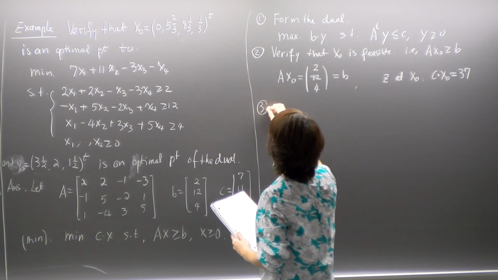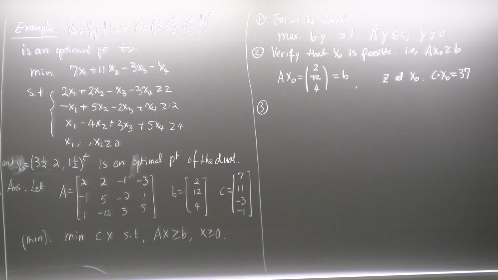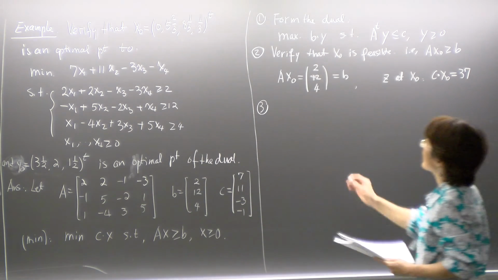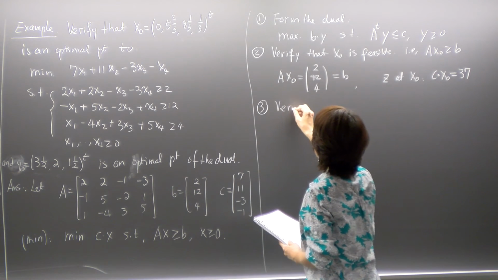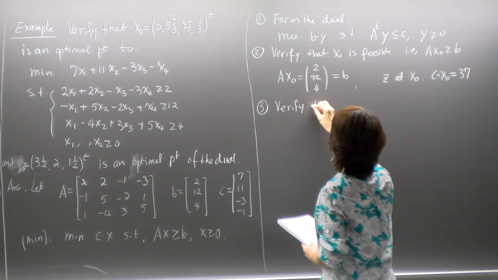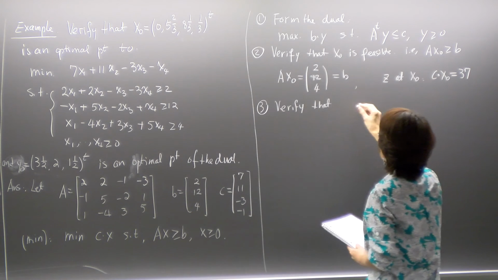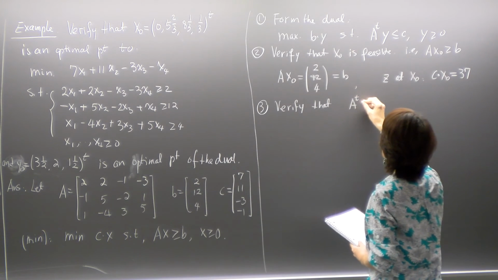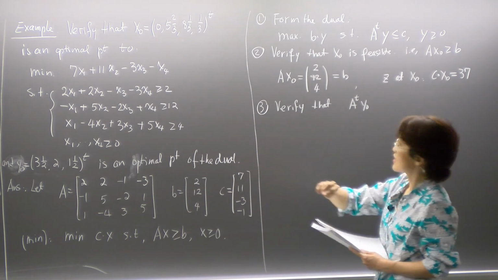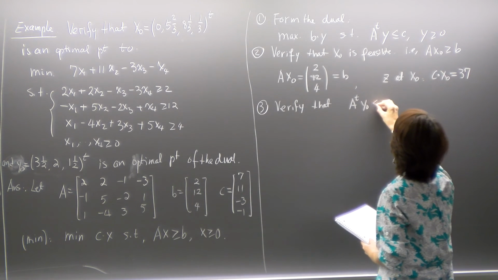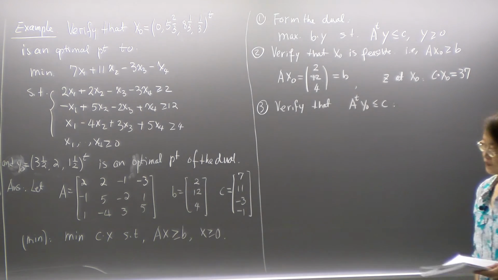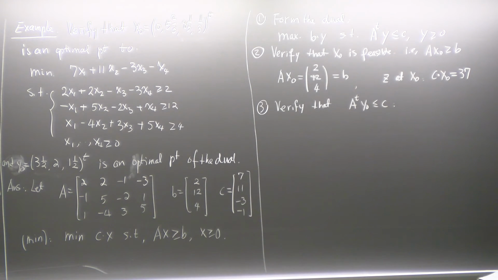It's not meant to be done by hand. Okay, then I will do a similar thing for the y naught. I will verify that y is feasible. So A transpose y naught, shall be feasible, less than C. They're all positive, so for sure that part is okay.